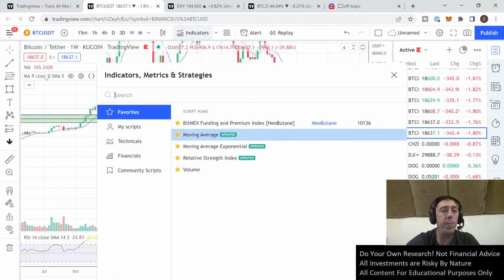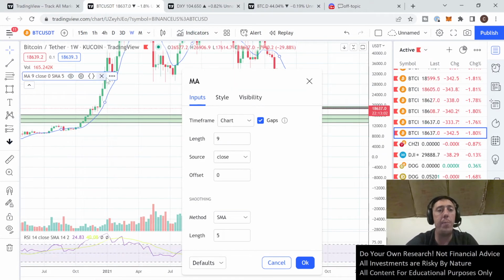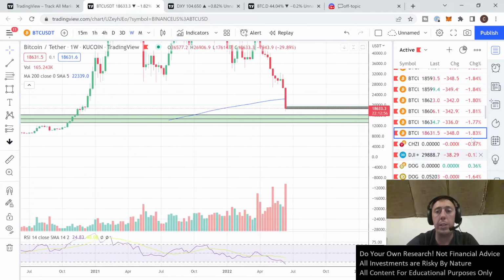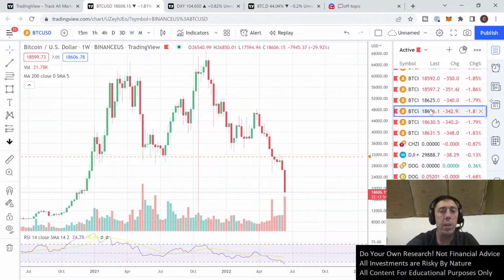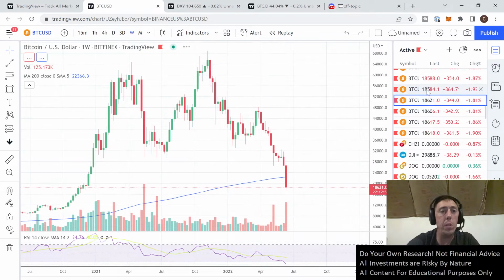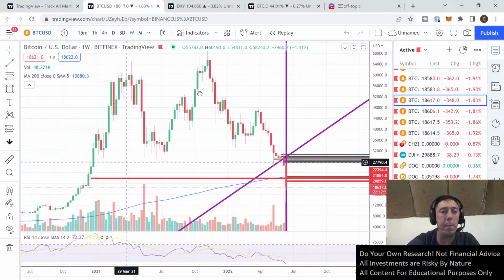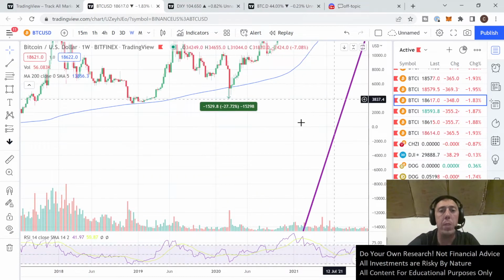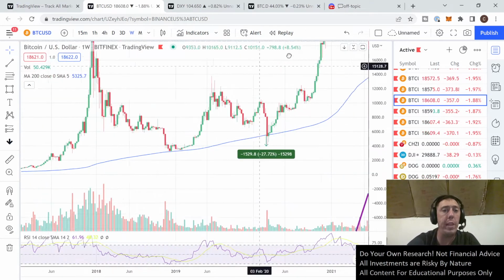Moving average. Let's change this indicator up. 200 moving average weekly, right? I'm sure you guys have heard this. Oh, let's go back to another one. Bitfinex. I think Bitfinex has been around a while. Perfect. Okay, Bitfinex has been around long enough to know. This is the 200 weekly moving average.